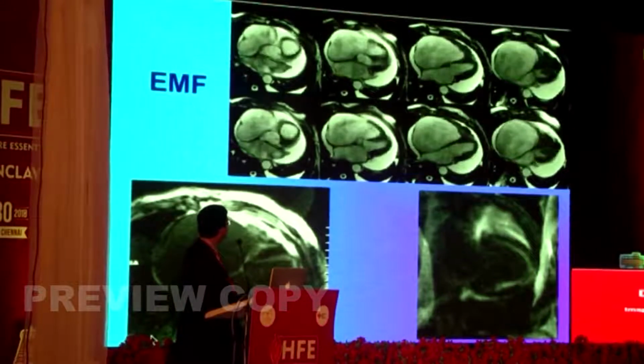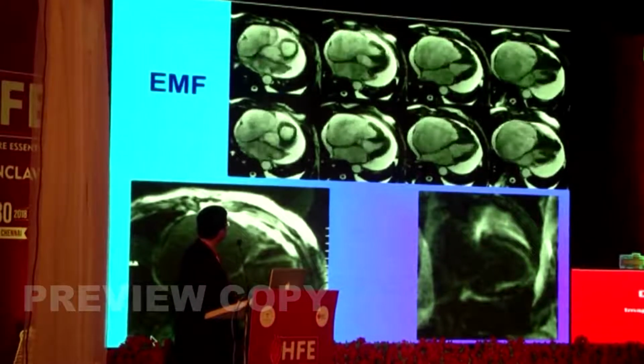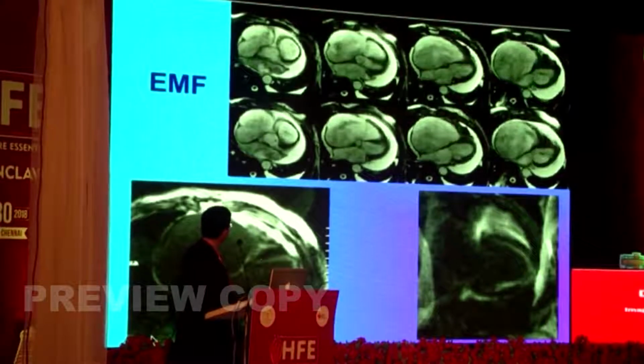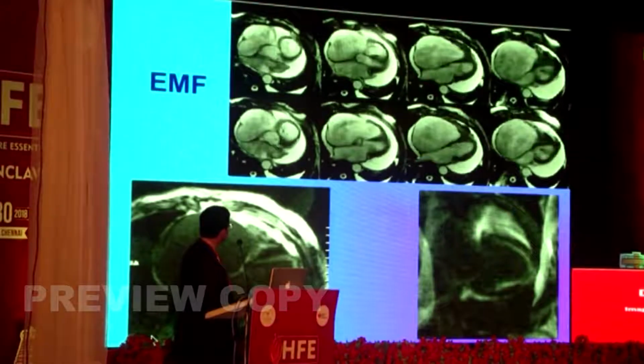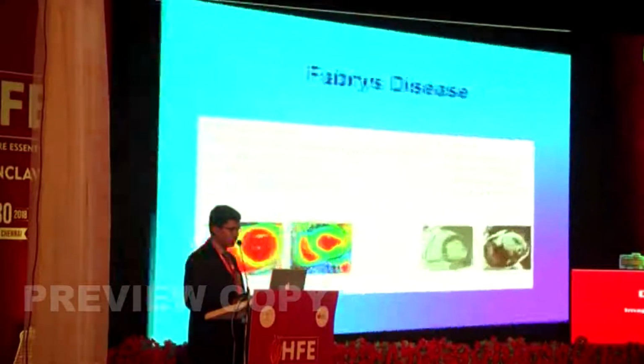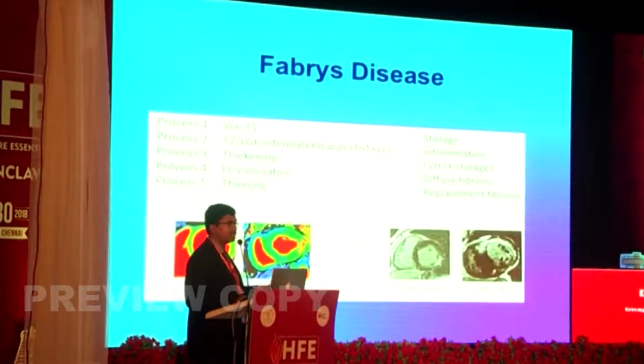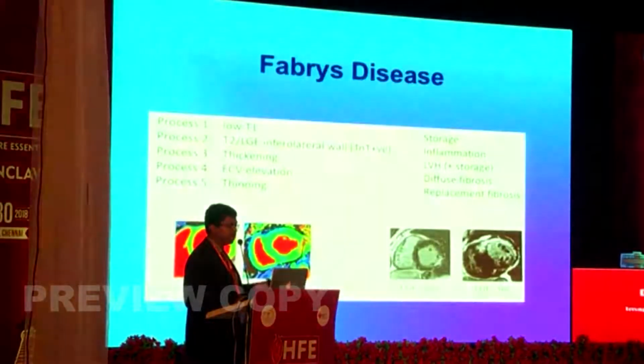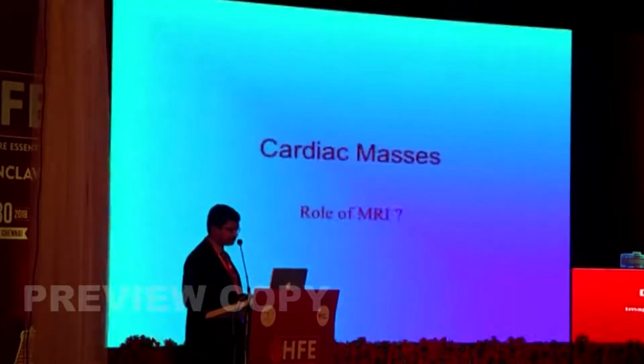Again, a case of EMF, which Dr. Uni has been talking about, and MR is very, very diagnostic for it, and the delayed enhancement has a very beautiful apical kind of delayed enhancement, which is classical, you don't need to do a biopsy. Fabry's disease, again, we are getting a lot of patients with LVH, and you can distinguish them on MR.